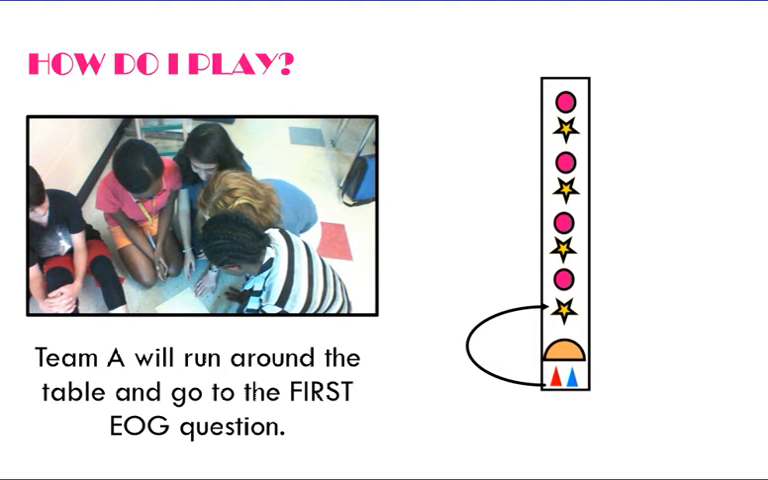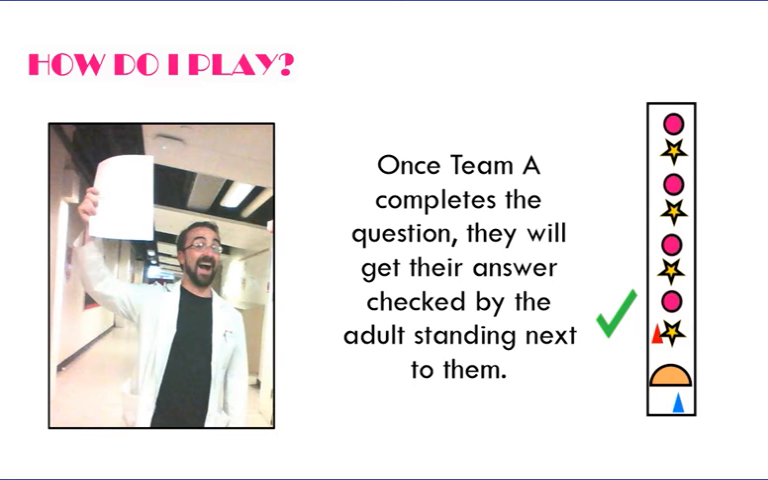How do I play? Well, once we blow the whistle to get EOG Olympics started, Team A, which we're going to call the red triangle, is going to run out from behind the table and run to the first question. You'll see that you should get on the floor and work together on that question. Now, you're going to have an adult in your row with the answers. Once you feel confident with your answers, the adult will check you off. You must get 100% correct in order to move on to the next part.